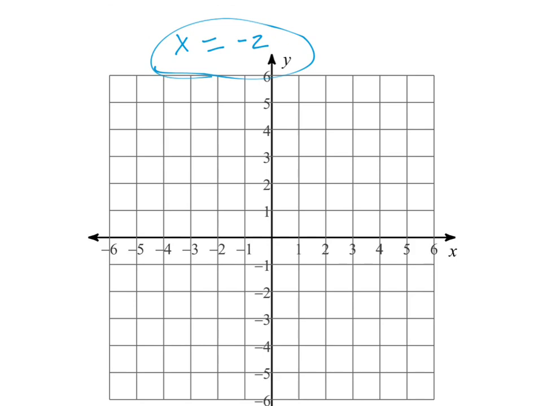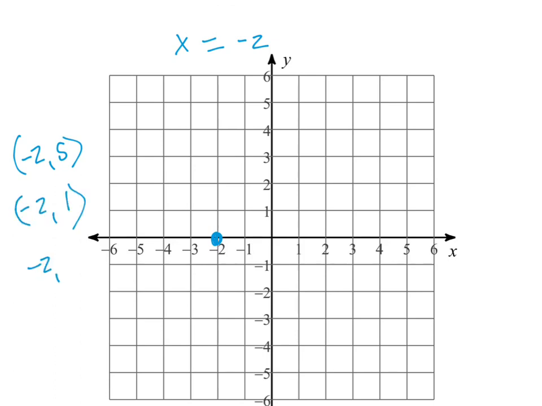Then we have this another case here where x equals negative 2. Well, this one's a little bit different. It's not in y equals mx plus b format, but we're going to interpret what this means a little bit. So it's saying all of the points have an x value of negative 2. Well, negative 2 is over here. Here's my x is negative 2. And there's a lot of other points that have that same x value. I can do like negative 2, 5. I can have like negative 2, 1. I can have negative 2, negative 3. There's a lot of points that have that x value.